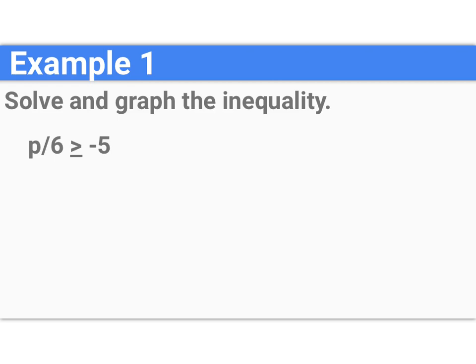Okay, let me turn on the pencil. So p over 6 is greater than or equal to negative 5. We multiply by 6, we multiply by 6. p is greater than or equal to negative 30. And you're saying, Mr. Walls, why didn't we change the sign? We got a negative, but we did not multiply by a negative. Because we did not multiply by a negative, the sign stays the same. It's only when you multiply or divide by a negative that the sign changes.